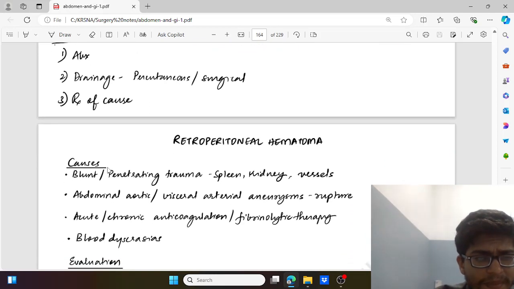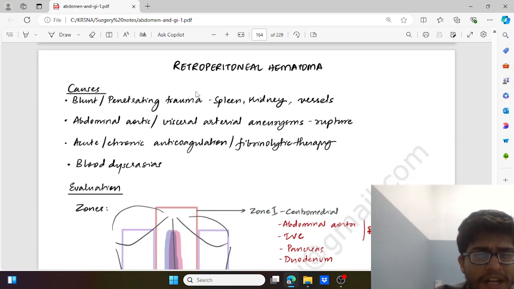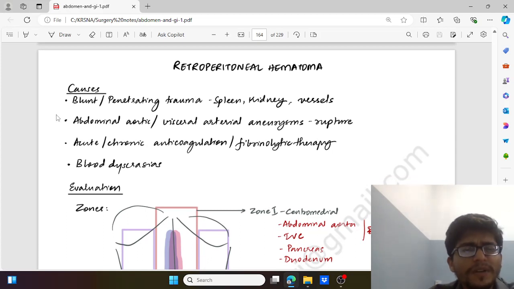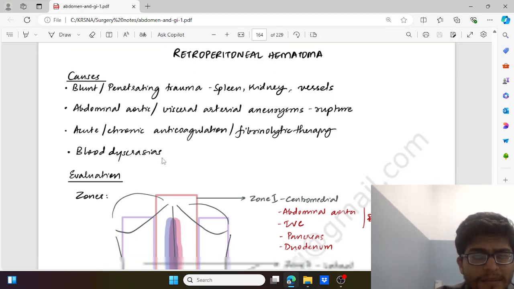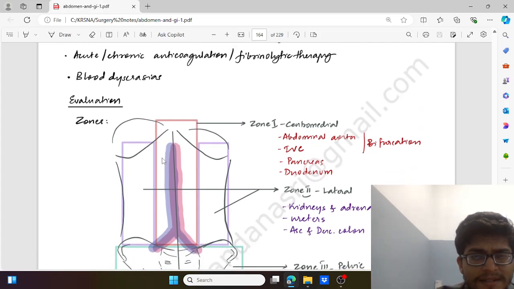Then retroperitoneal hematoma, which is caused due to blunt or penetrating trauma, especially over the kidney, spleen, or the vessels, abdominal aortic aneurysm rupture, or anticoagulation or fibrinolytic therapy, blood dyscrasias.